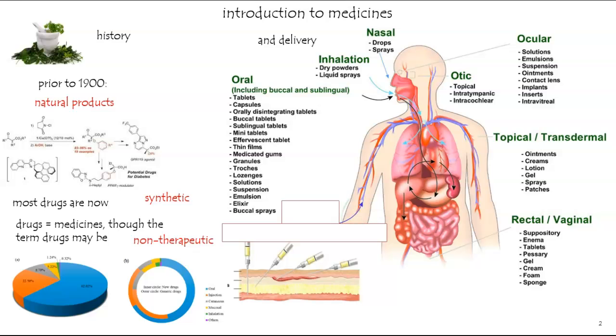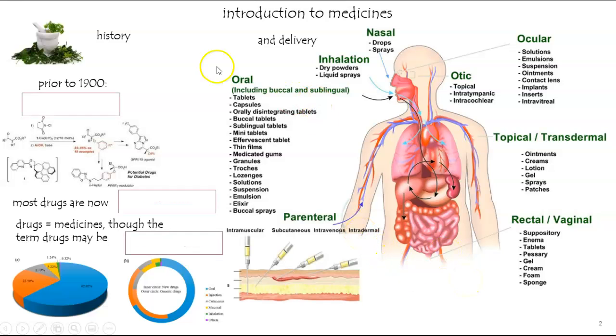Rectal and vaginal may be used, or through the skin parenterally, and there's several types. This is like needles. If you want to go all the way down to the muscle, that's intramuscular. If you're going through the skin all the way down to the subcutaneous layer, that's subcutaneous. Most common, perhaps, is right into a vein, that's intravenous. Or you may want to just pop it under the skin, that's just intradermal. This is an introduction to medicines.